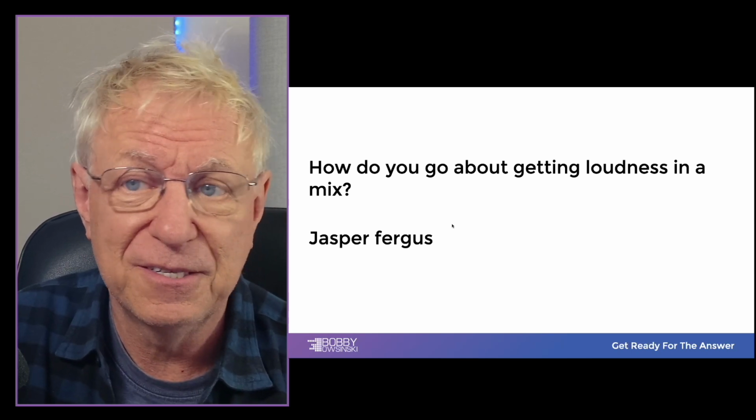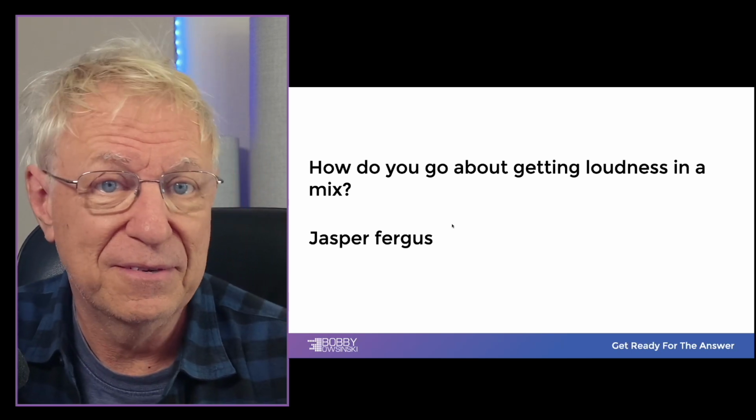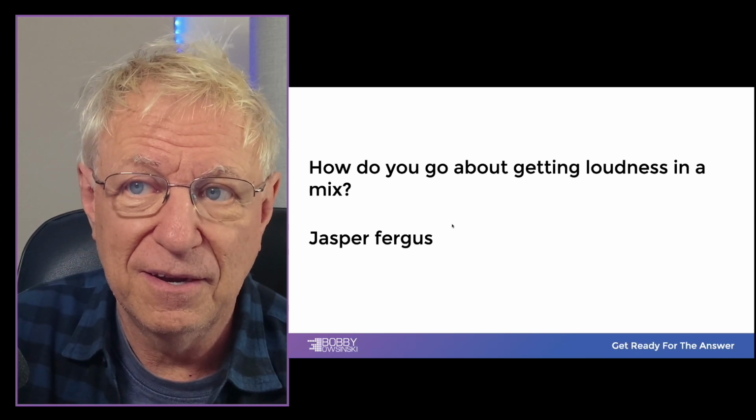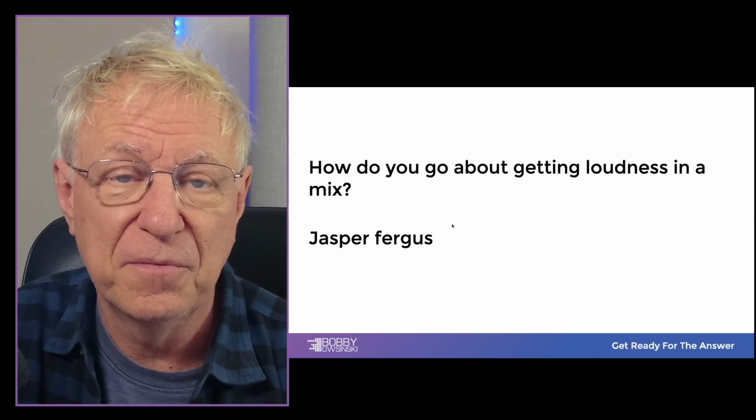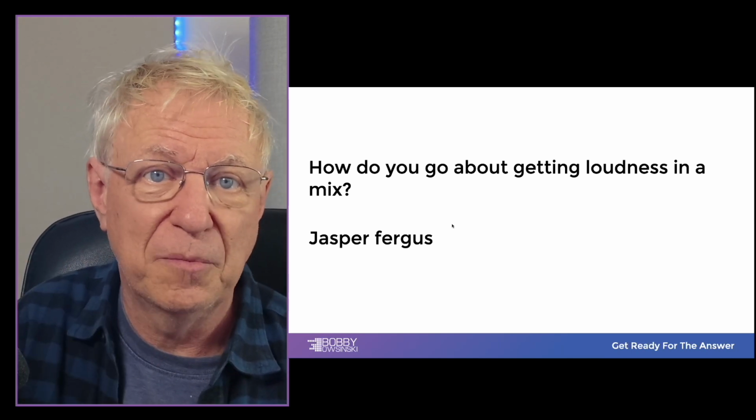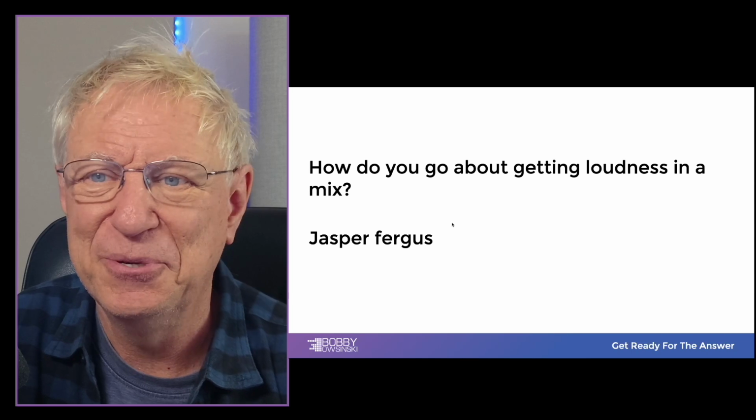So on your mix bus, you have a compressor and it feeds into a limiter, and you set it up in such a way that most of the gain, the loudness, is going to come from the compressor, and the limiter is just going to make sure there are no overloads. That's how you do it.